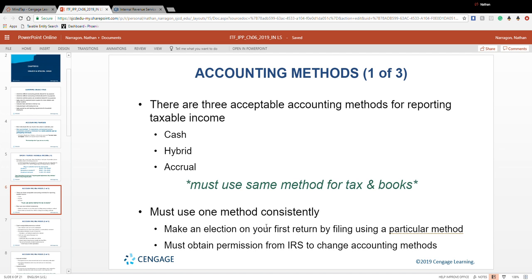And notice this, again, you must use one method consistently. Again, you cannot switch from cash to accrual. You have to basically stay with one method and then obtain permission from the IRS to change. Okay? So, watch out on doing that kind of stuff. Remember, basically, the IRS says you can't change it unless we let you to. So, you must ask them politely to change from cash to accrual.